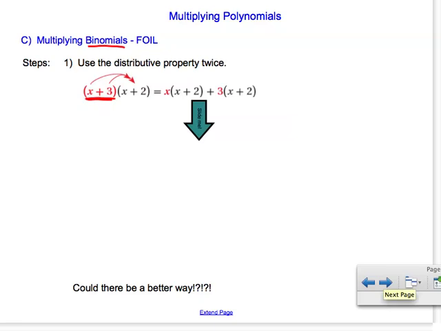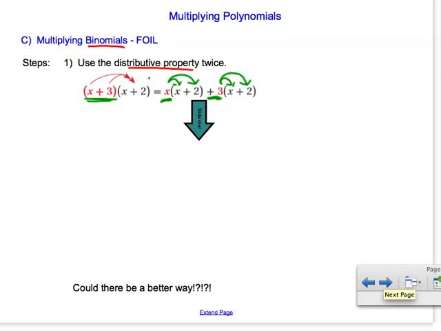So really, you can think about this like doing the distributive property twice. You're going to take this piece here, the x, and multiply it by each of the terms inside of there. And then you're going to take this piece here, the positive 3, and multiply it by each term inside of there. And so you can split it up into x times x plus 2, and then 3 times x plus 2. This x and this plus 3 simply came from this term here.